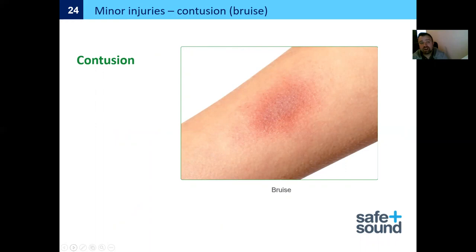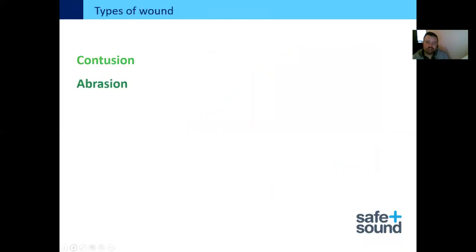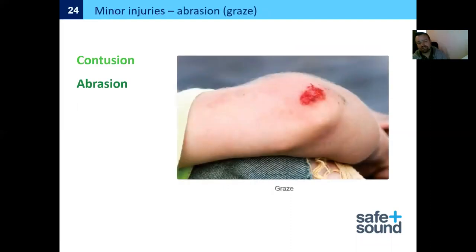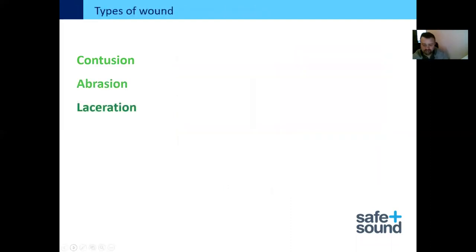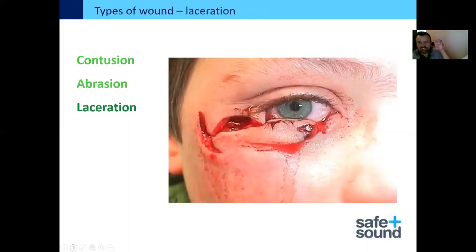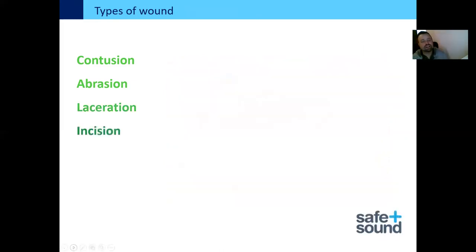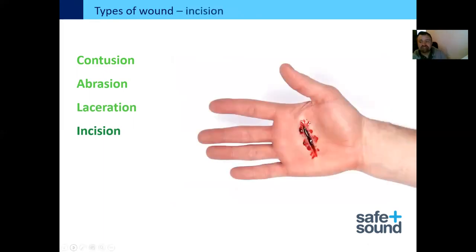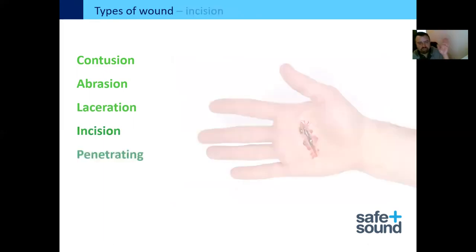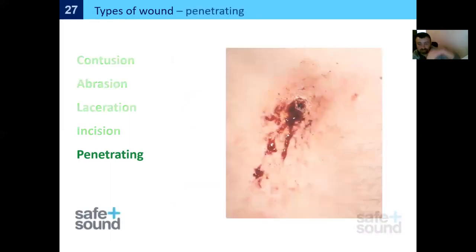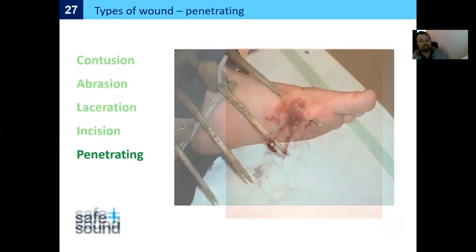Other types of bleed are your contusions. So that's a bruise. So if we've got a bruise, we've got a bit of bleeding under the skin. An abrasion, so this is where we've got a graze, the first layer off. We then have a laceration. So that's where it looks like it's been chunked. So there's no neat bit there. It's just completely torn apart. The incision, so that's a nice slice. We then have the penetrating, so that's the puncture, so that's a hole.